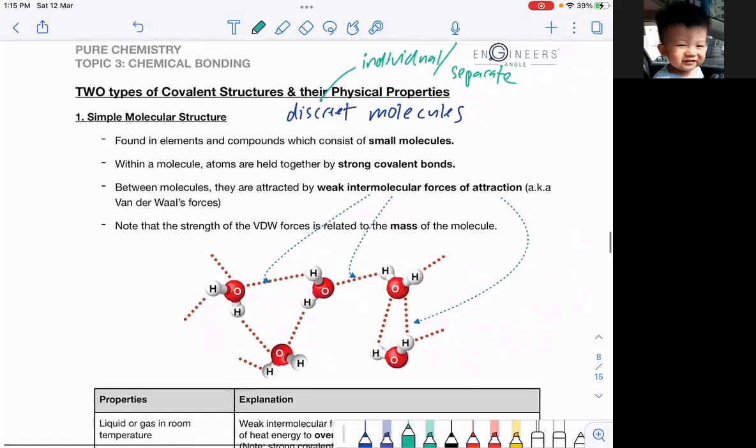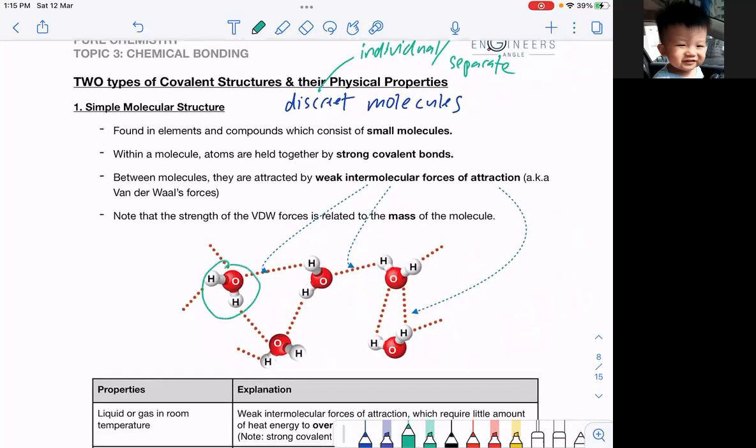See, look at this drawing. This is 1 water molecule. This is the second water molecule. How many water molecules can you count? 5. So what do I mean by simple, discrete, individual, or separate?